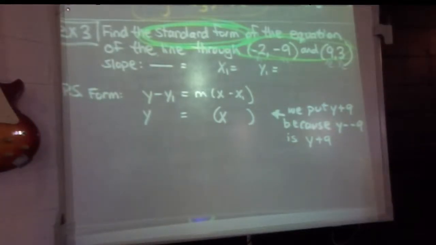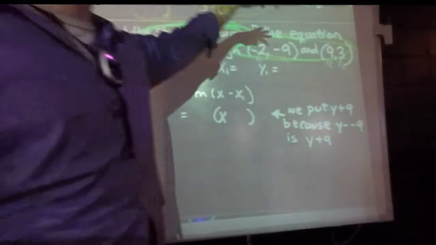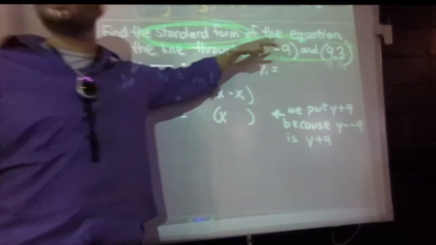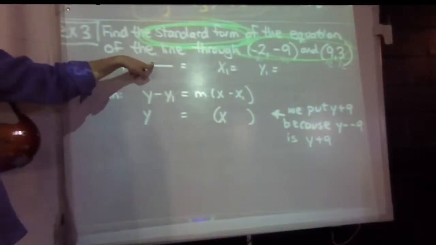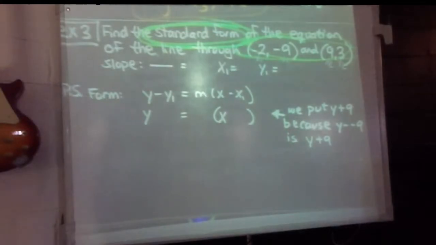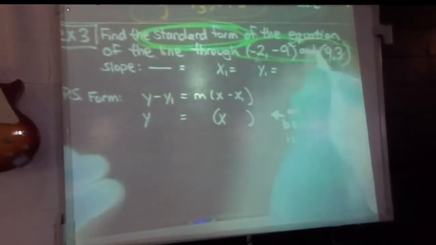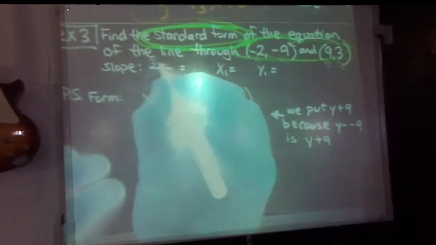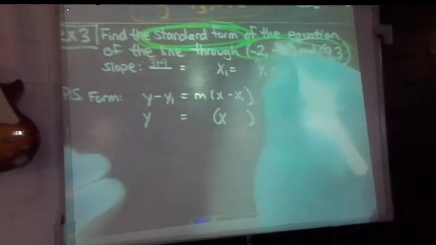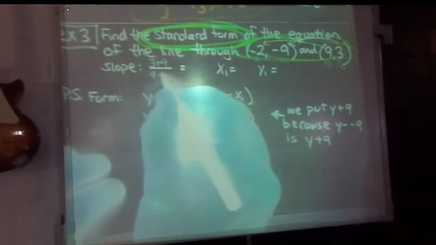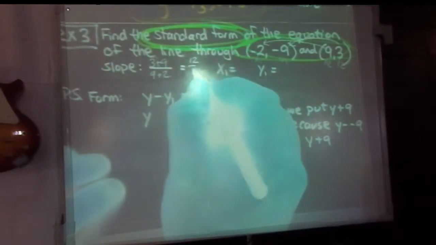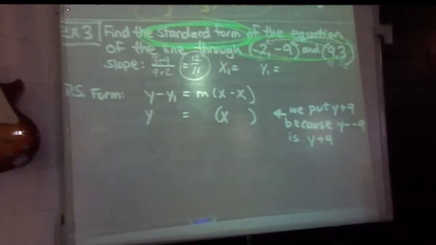And then we got to find our slope. Be careful. This is the first time where you have some negatives here. So when I do my slope, instead of 3 minus 9, it's actually what? 3 plus 9. It's 3 minus negative 9, so it's 3 plus 9 over 9 plus 2. So it's 12 11ths. That's your slope. So you found your slope.